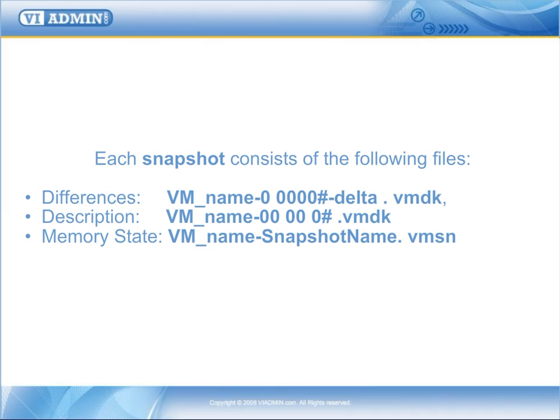To summarize, a virtual machine can have one or more snapshots. Each snapshot consists of the following files. Snapshot differences file, VM_name-0, number sign delta.vmdk, where number sign is the next number in the sequence, starting with 1. Snapshot description file, VM_name-0, number sign.vmdk. Memory state file, VM_name-snapshot-name.vmsn. The size of this file is the size of the VM's maximum memory, only if memory is captured, else the file is much smaller.